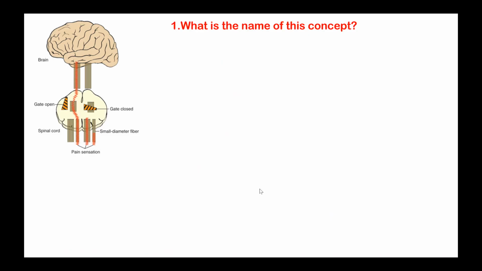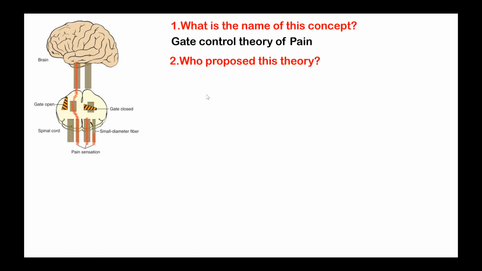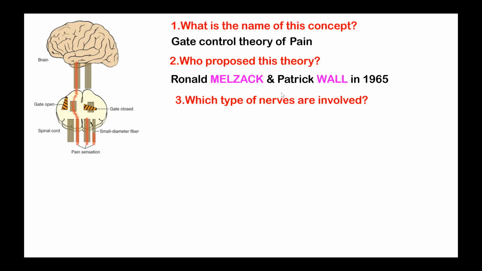What is the name of this concept? You can see here gate closed and gate open. Gate control theory of pain. Very good. Who proposed this theory? Melzack and Wall. Very good. Ronald Melzack and Patrick Wall in 1965.